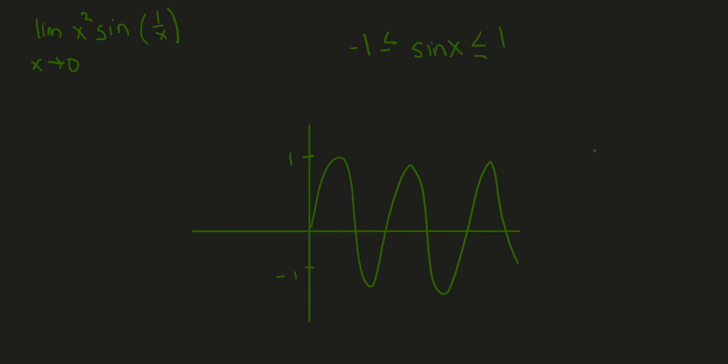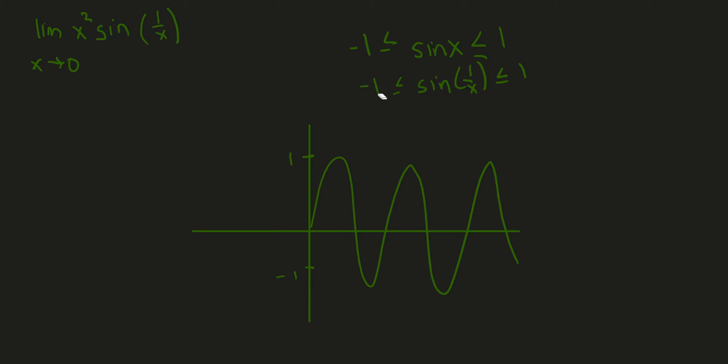It looks like this, right? And so we know it's always between 1 and -1, like this. The same is also true for sine of 1 over x. Okay, so if you put that in Desmos, you'll see this is also the case, that it's between these two values here. Okay. Why is this useful?